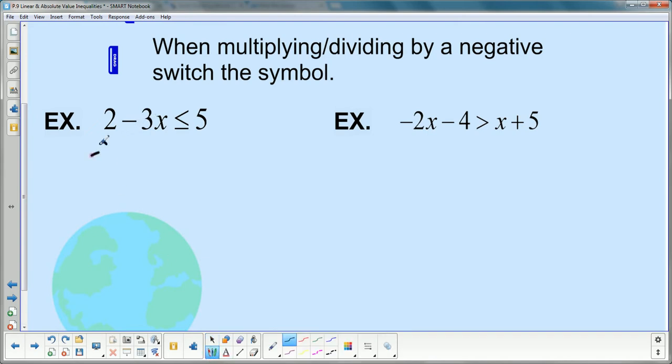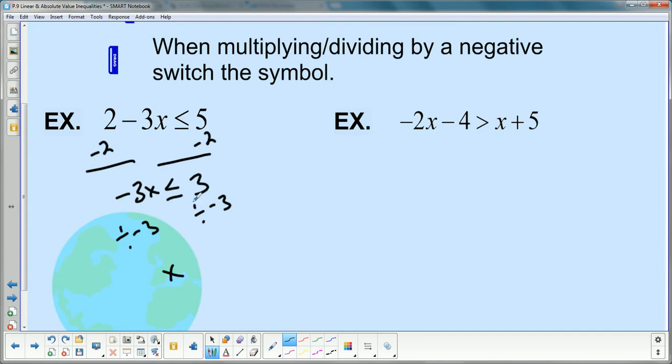I'm going to start by subtracting 2 from both sides, which is going to leave me with negative 3x is less than or equal to 3. And then I need to divide by negative 3, which is going to leave me with x, and 3 divided by negative 3 is negative 1. But here's where we need to be careful. Because we're dividing by a negative, we're going to switch the symbol. And I don't mean the sign, I mean the inequality symbol. So we'd say this is x is greater than or equal to negative 1.